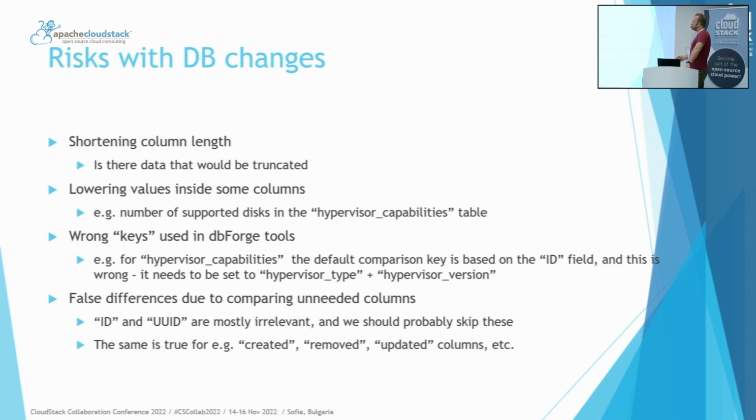Also, using wrong keys for comparison, which I just showed you for the hypervisor capabilities, you cannot use ID, you need to think and then come to a conclusion that the proper comparison key is the combination of hypervisor type and hypervisor version. Also, you need to exclude some fields so you don't have false differences and so on. Also, some things like created, removed, updated are also not relevant.